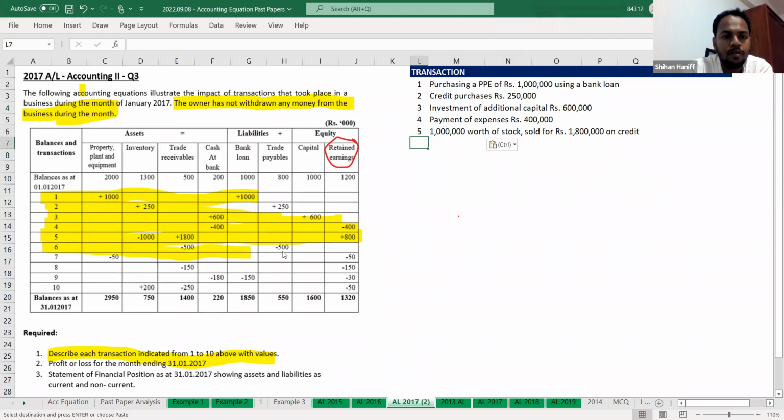Number 6. Receivable decrease, payable decrease. So this is a set off of balance. We can say settlement of debtor balance of 500,000 is a creditor balance.